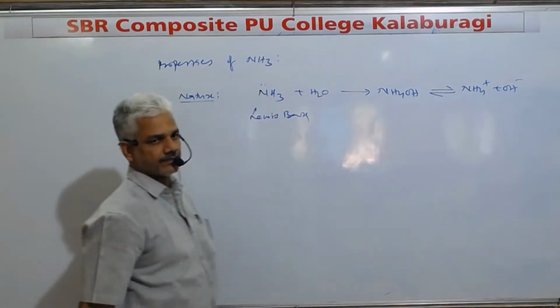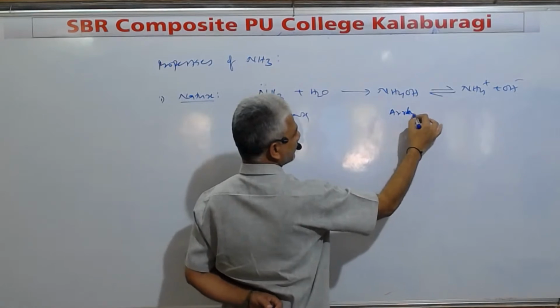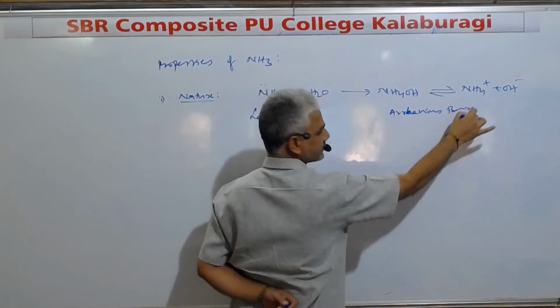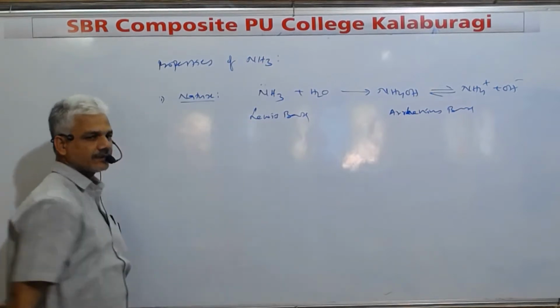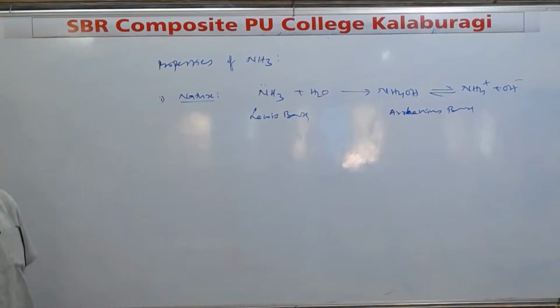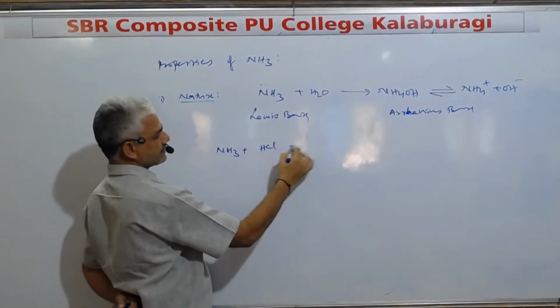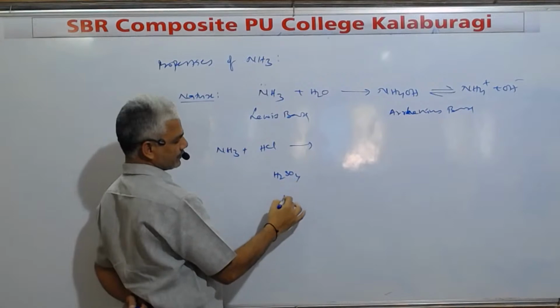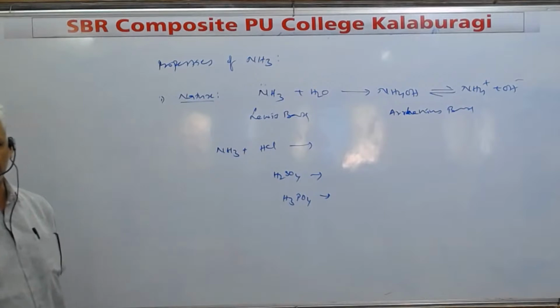So, in aqueous medium, it can be taken as an example of Arrhenius base. But in terms of strength, it comes in the weak base category. Further, the basic character of ammonia can be identified by means of its chemical reactions. When ammonia is made to react with mineral acids like HCl, H2SO4, H3PO4, you will get corresponding salts.